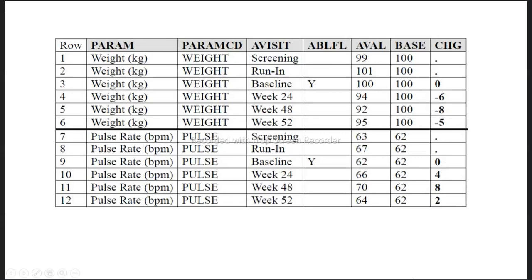Now, since in the third record we have BLFL equal to Y, whatever the eval value 100 that we have, I am going to populate that as a base variable. Okay? Now, I want to find out what the change is. If you have a doubt about how to create a change, do we need to create a variable or an observation?